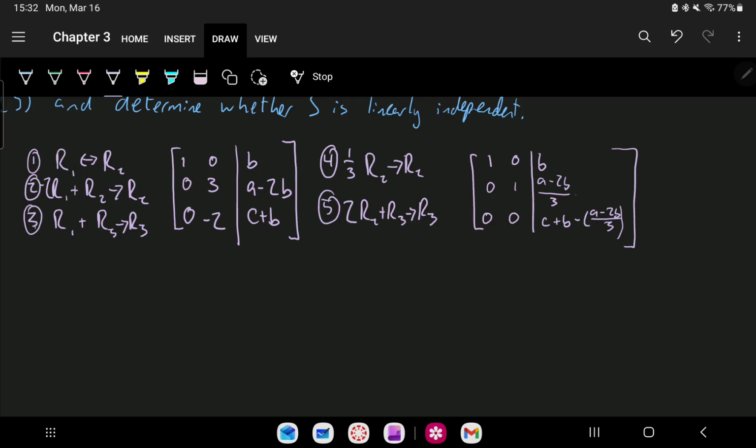Yes. So 2 times row 2 plus row 3. So instead of this, we have C plus B plus 2 times all of this junk. Alright, sorry about that, but again, don't make my mistakes. Go through this slowly and really know what you're doing.